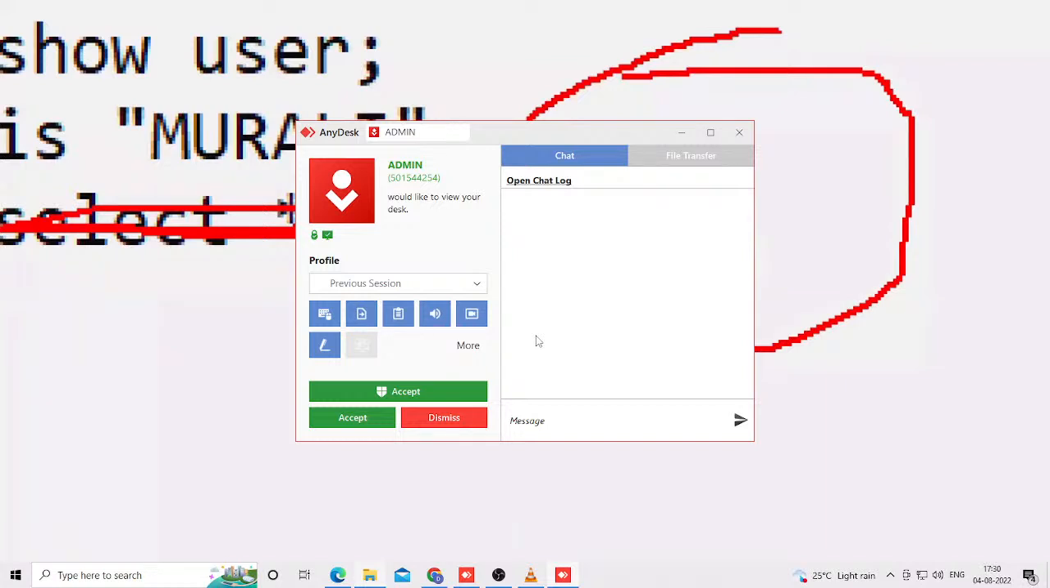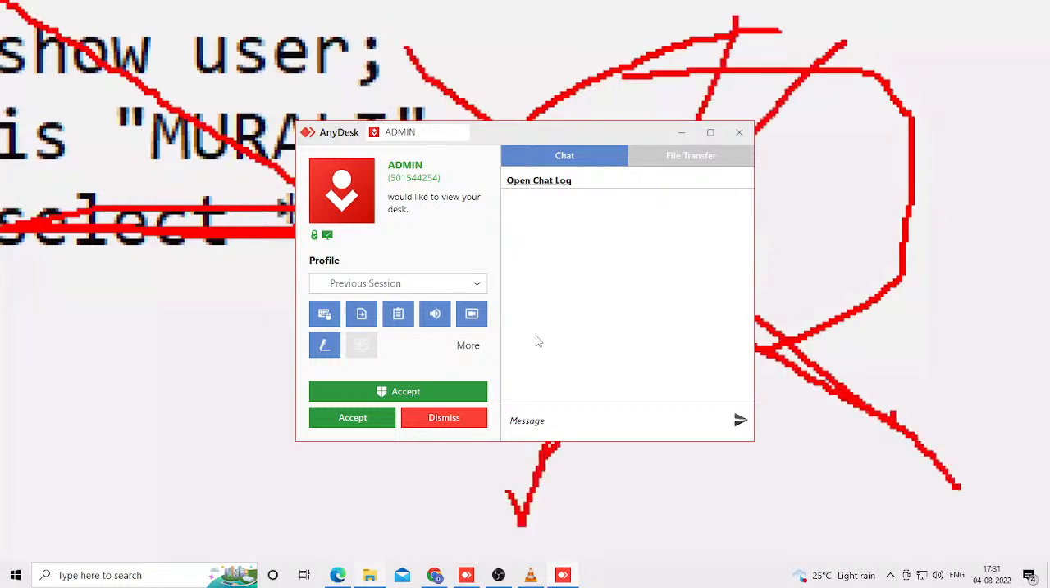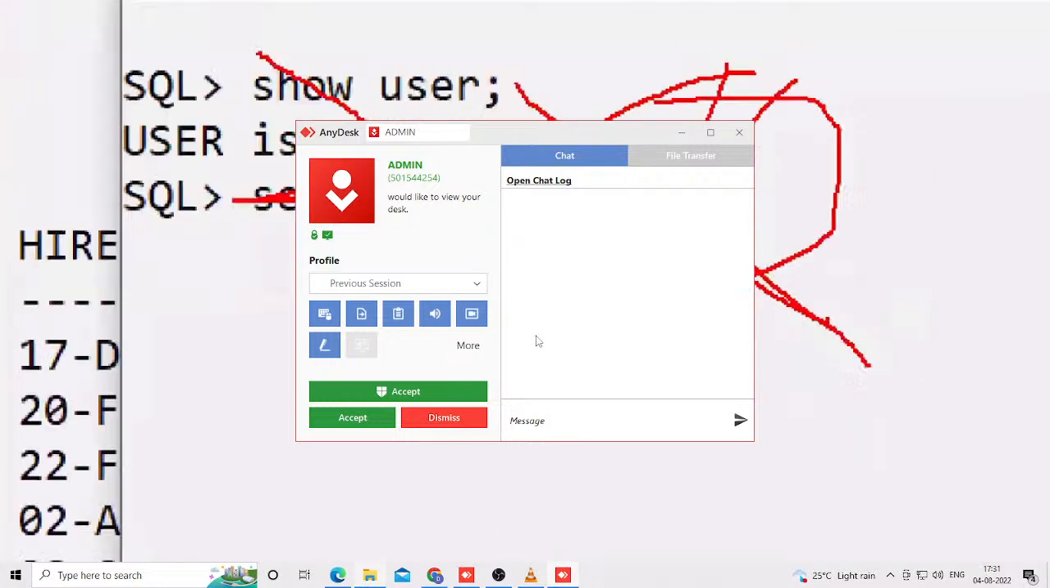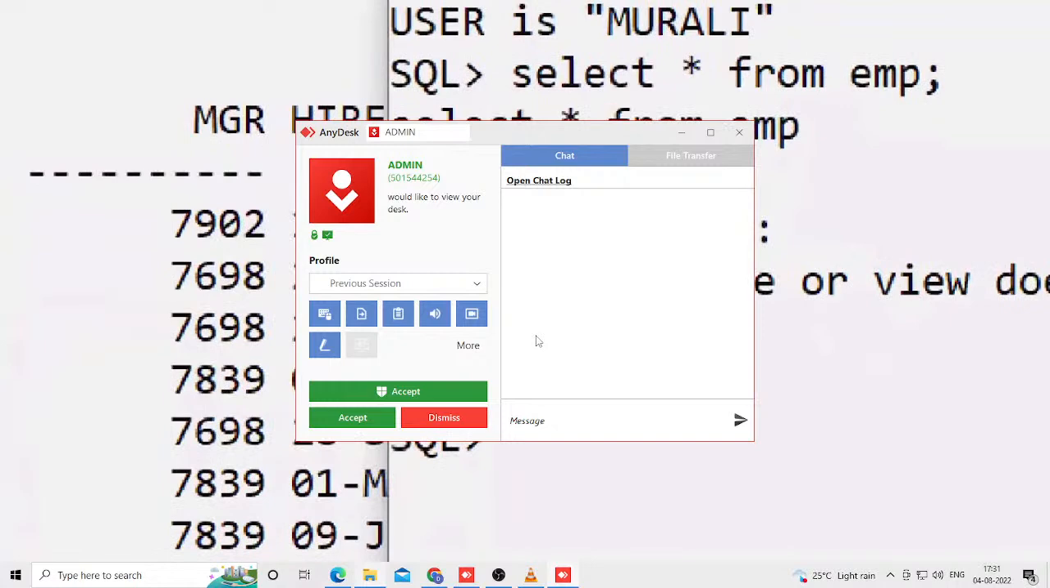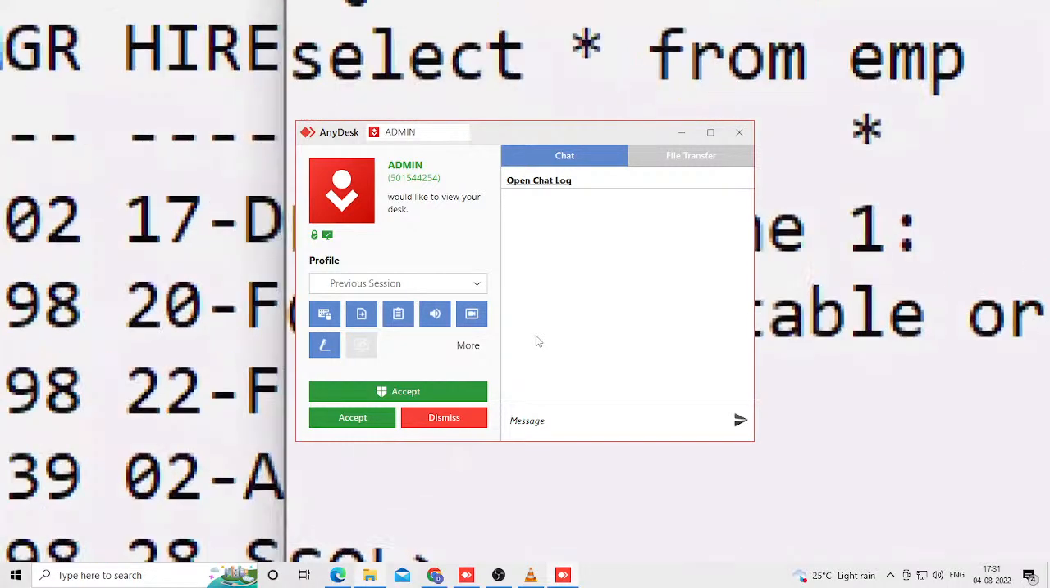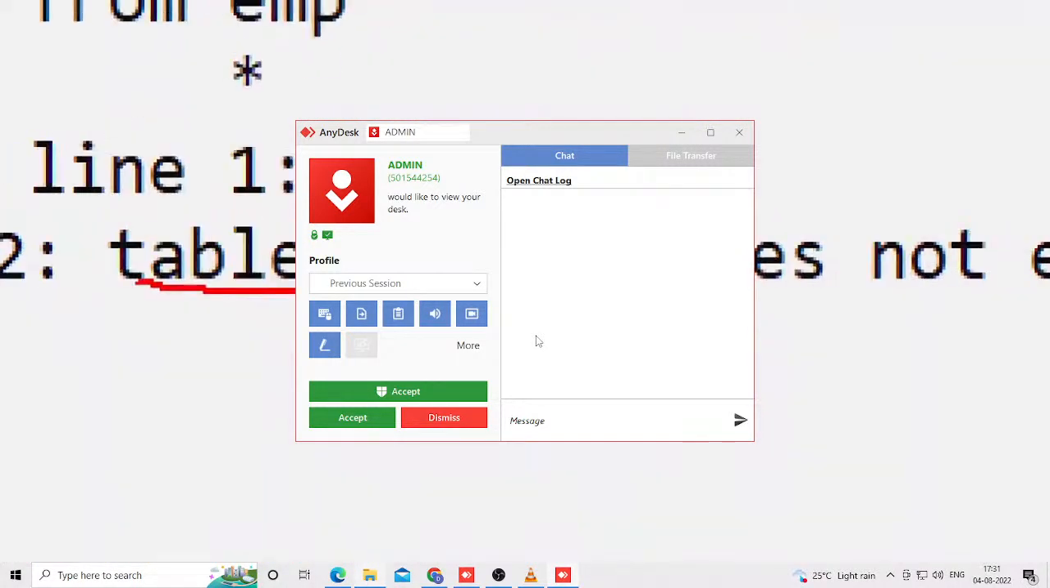Logically observe here: possible or not possible? Very good, one fellow is telling the only correct answer. Not possible, because this EMP table is another employee's table. That's why this is not possible. Observe here, I am pressing the enter key and it gives an error: table or view does not exist.